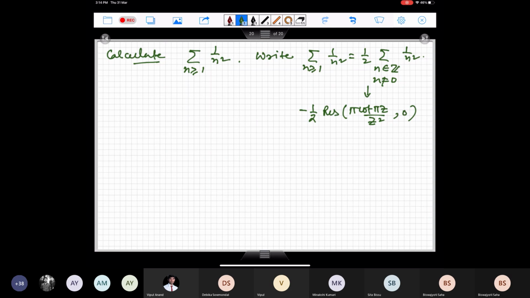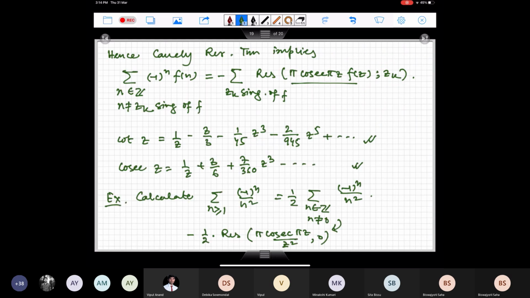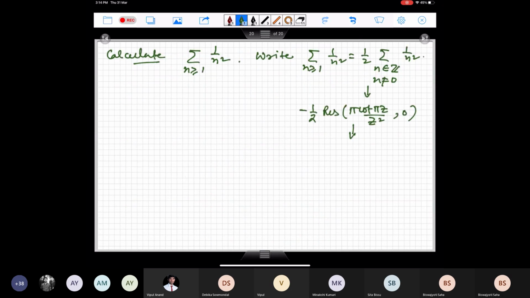Again, cot pi z has, since it's cos by sine, a simple pole at z equal to 0. So dividing by z square, it has a pole of order 3 at z equal to 0. If you divide by z square over here, you will get the coefficient, which is going to be minus pi square by 3, and this is going to be minus half into minus pi square by 3, so that's going to be pi square by 6. Okay, so accordingly you will get these values. So this quantity is pi square by 6.